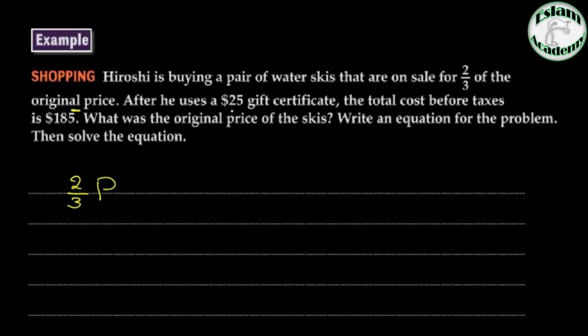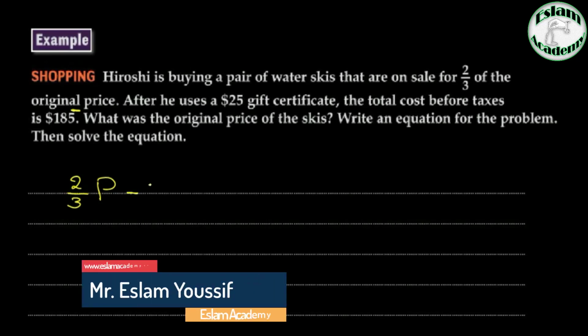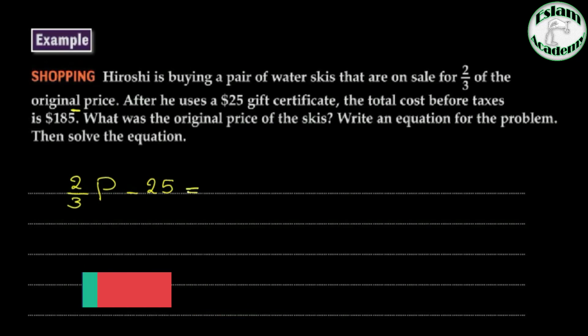Then he uses a $25 gift certificate. It means the price will be decreased by 25. The total cost before the taxes is 185. It means the price that he pays is 185. What was the original price? Write the equation, then solve the equation.